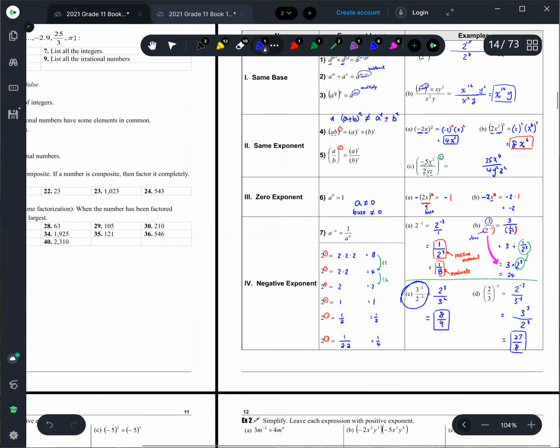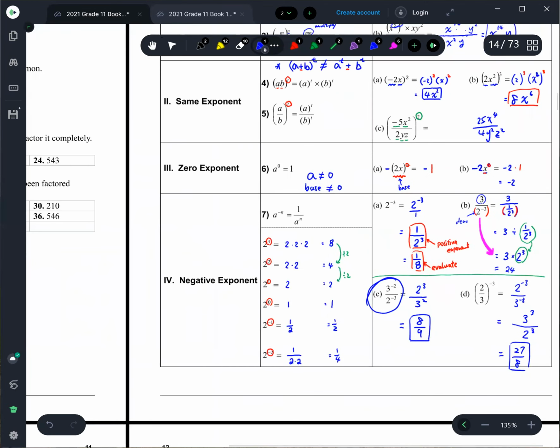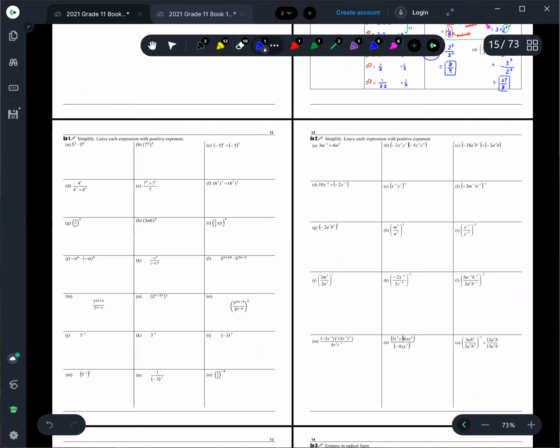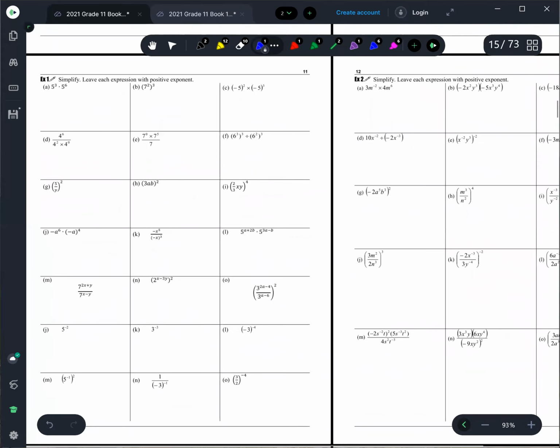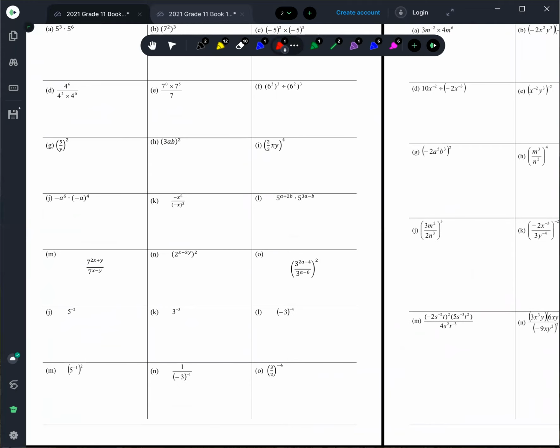So on the next page, Tony, do you have any questions so far? Tony? Nope. Okay, so let's look at the next page. There are quite a few questions. We won't be able to do all of them. I'll just select a few of them, some of the longer ones, for you to try.